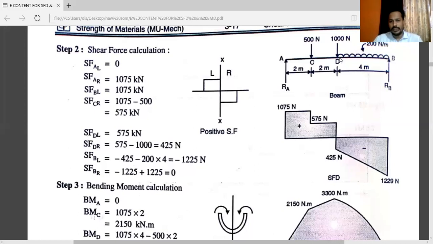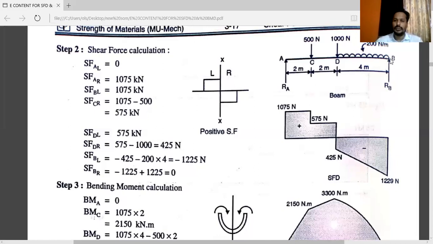Consider left side forces: plus RA minus 500 minus 1000. The answer will be 425 Newton. Now the next, this answer will be minus 425 Newton. So here you have to put a minus sign. 575 minus 1000, the answer will be minus 425 Newton. It is moving towards the point below the baseline, so minus 425 Newton.